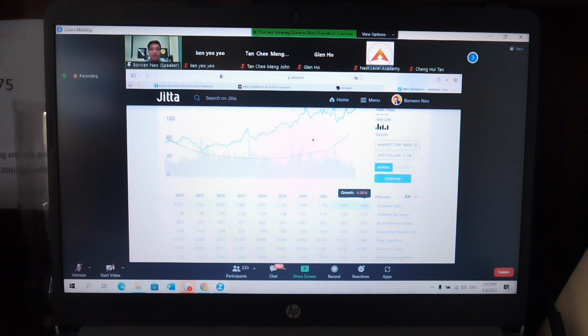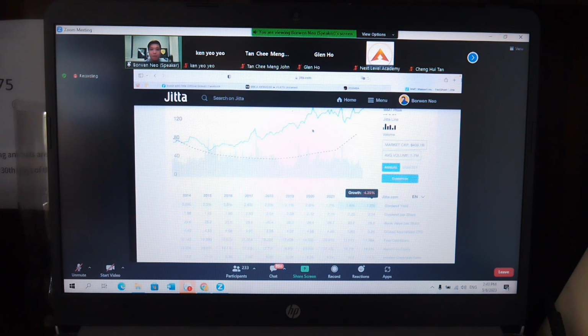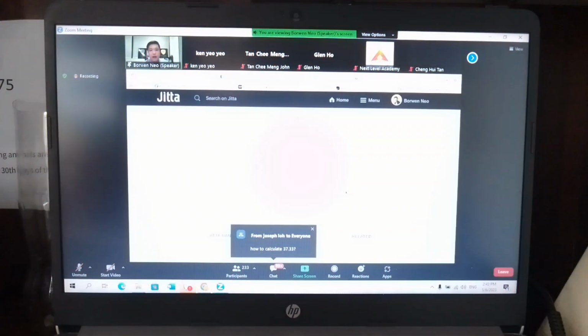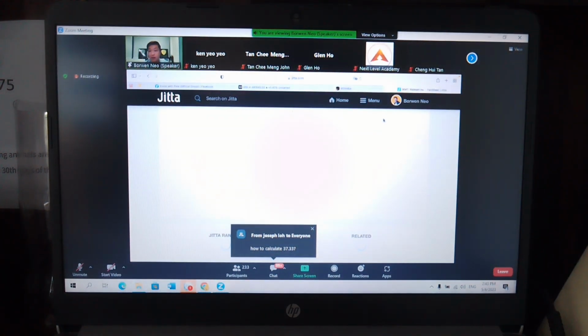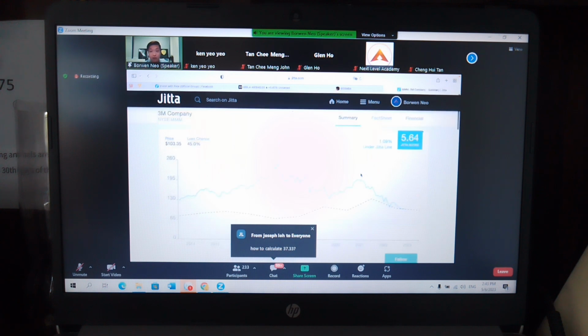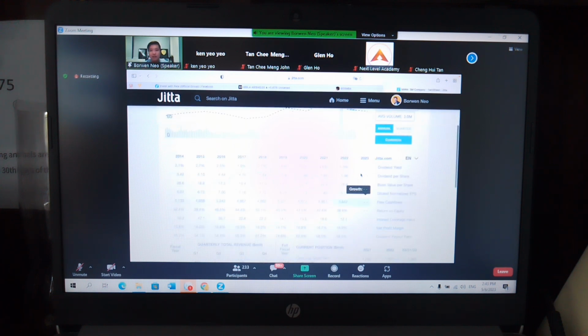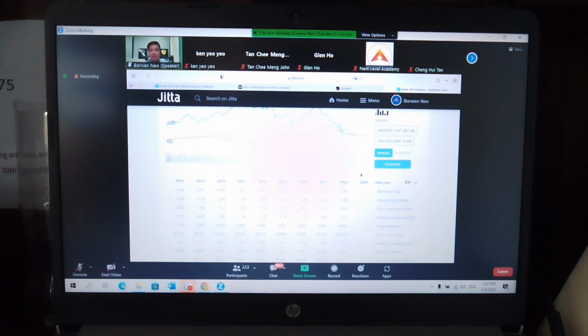Let's take a look at the second company, which is 3M. Okay, I think I will just go through with all of you. This is 3M. MMM. But now y'all tell me whether it is undervalued or overvalued based on the shortcut. Based on the shortcut, is it undervalued or overvalued?